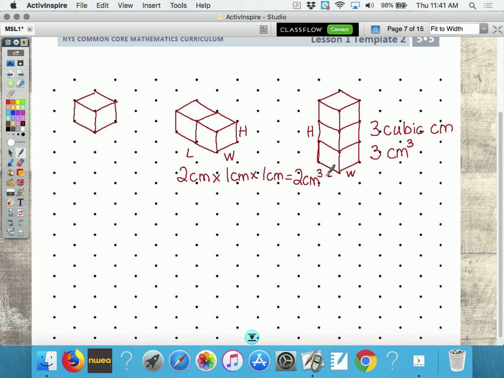So let's plug numbers into these letters. What is the length? 1 centimeter times what is the width? 1. And don't forget your labels. Times what is the height? 3. Hopefully my board will catch up with me. Equals 3 centimeters cubed. Okay, kind of have the idea?